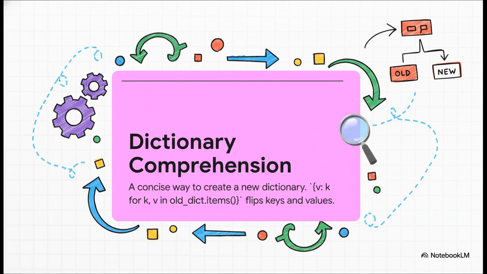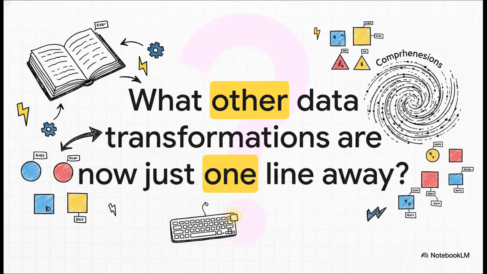And just look at that code. In one single, easy-to-read line, we can go through all the items and build our new swapped dictionary. It's just elegant and super fast, too. So that really brings us to the big takeaway here. Dictionaries give your data labels a meaning, and tools like comprehensions give you the power to reshape that data in an instant. So I'll leave you with this question. If you can completely flip a dictionary in just one line, what other amazing data transformations are now just a single line of code away?